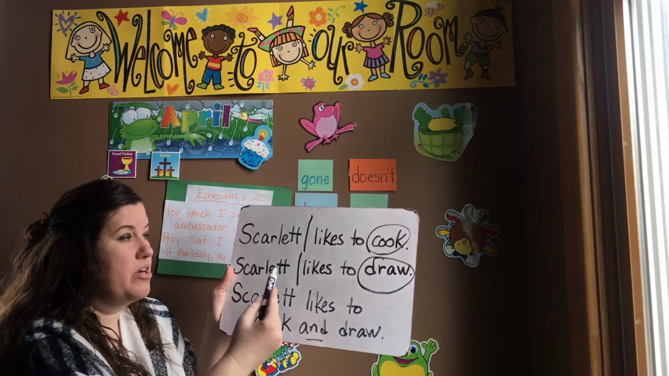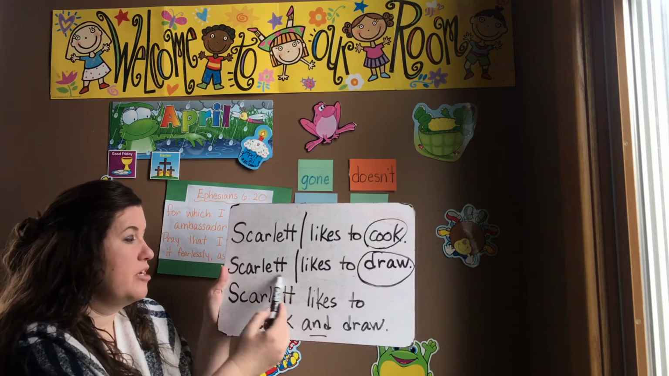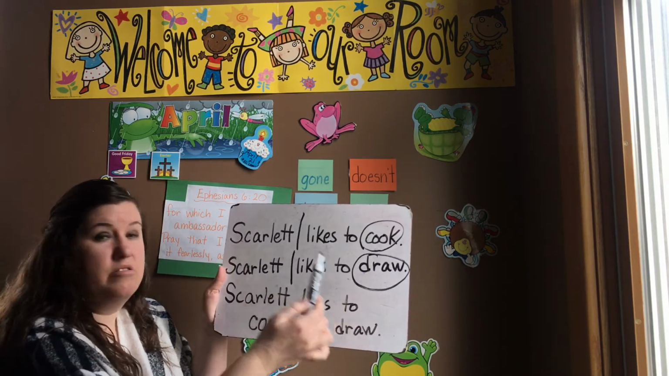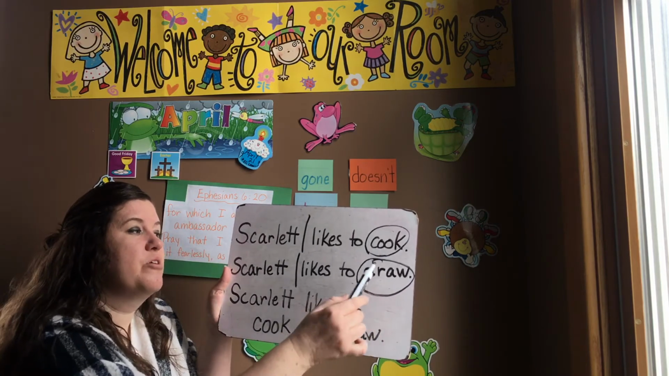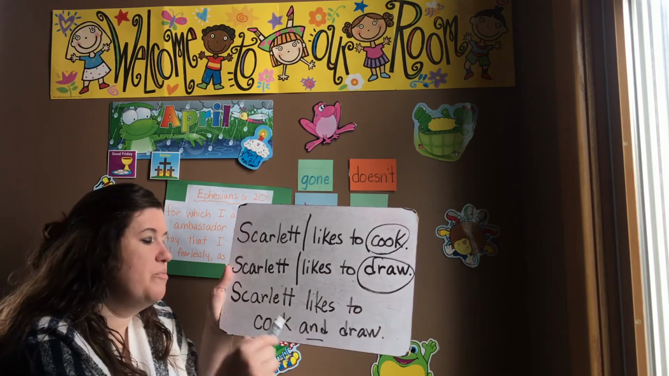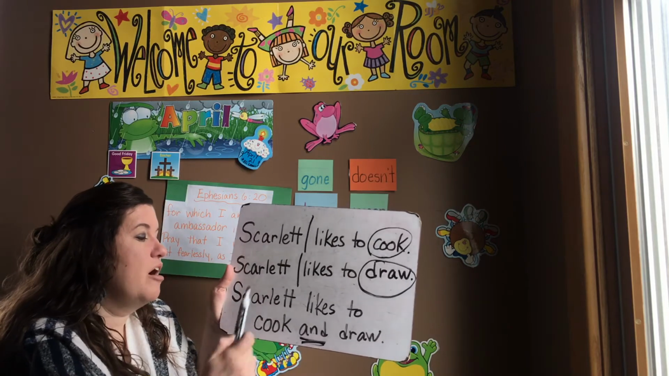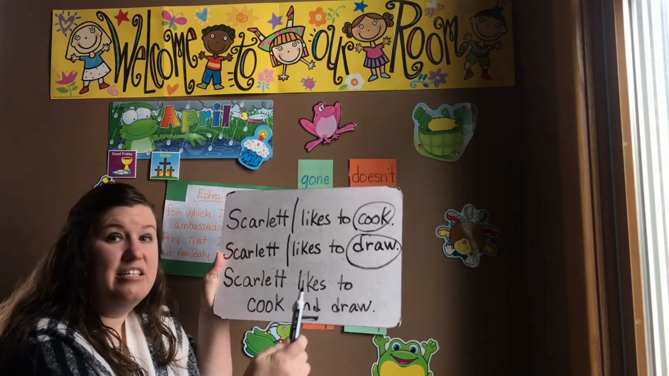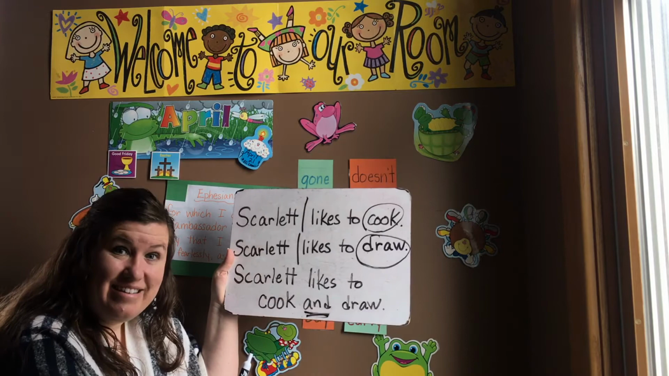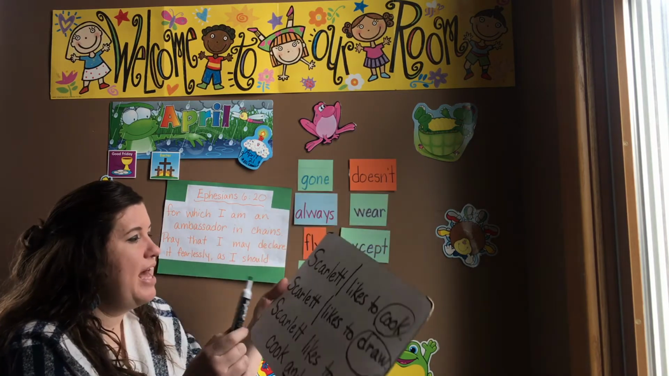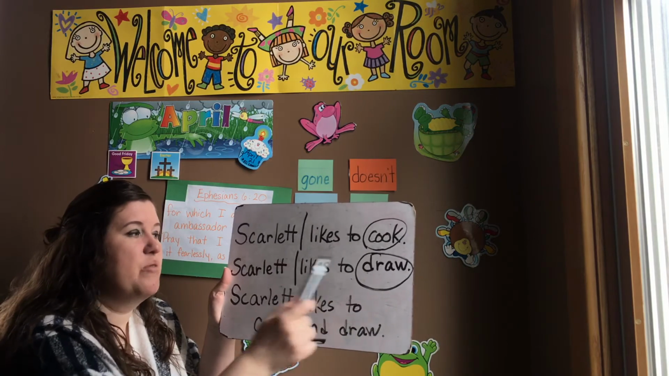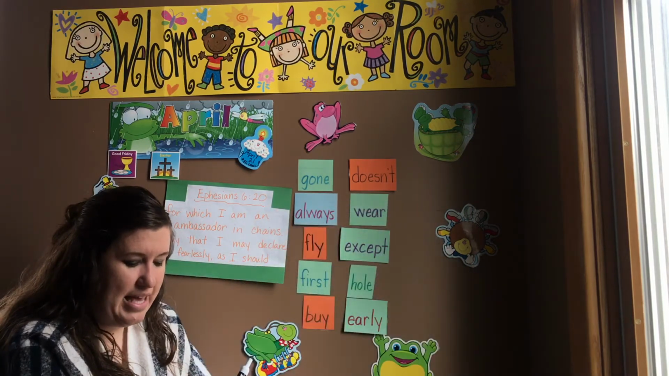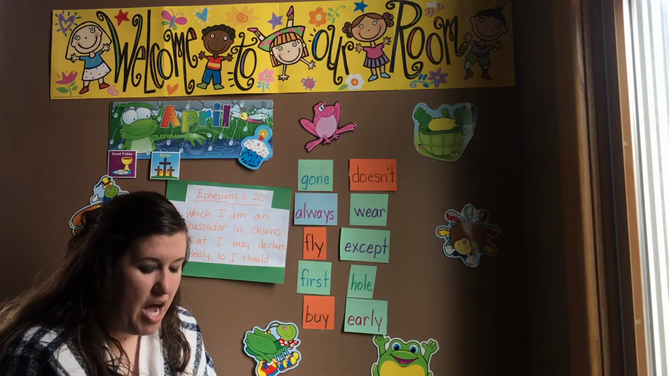Okay, see how these subjects are the same. These words, same. We don't need to write those all twice. These are the different words, so we can combine those with the word and. Scarlett likes to cook and draw. Okay? So when we have the same subject and the same type of predicate part, we can combine it with the word and. Let's look in the yellow box.